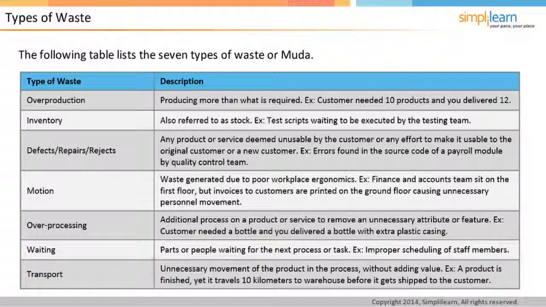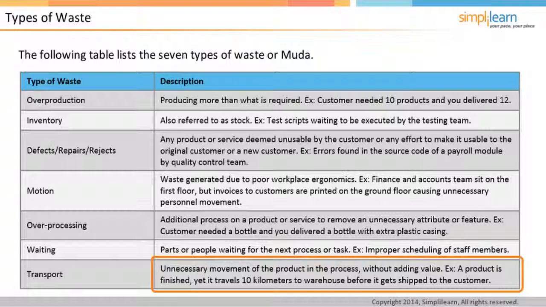Transport. When the product moves unnecessarily in the process without adding value. For example, a product is finished and yet it travels 10 kilometers to the warehouse before it gets shipped to the customer. Another example, an electronic form is transferred to 12 people, some of them seeing the form more than once. That is, the form is traveling over the same space multiple times.